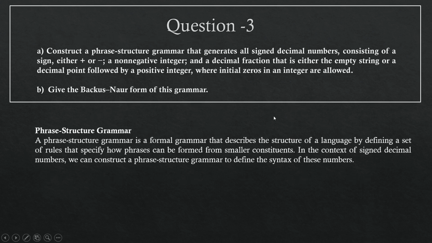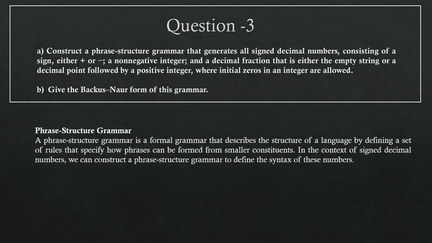We are now on question number 3. In question number 3, we are asked to construct a phrase structure grammar that generates all signed decimal numbers consisting of a sign, either positive or negative, a non-negative integer, and a decimal fraction that is either the empty string or a decimal point followed by a positive integer, where initial zeros in an integer are allowed.